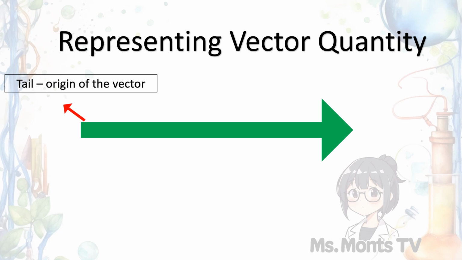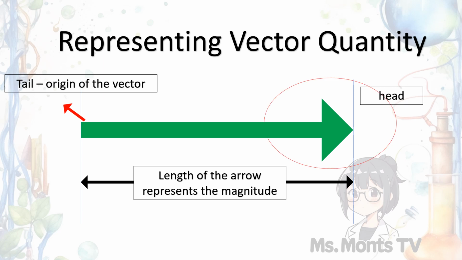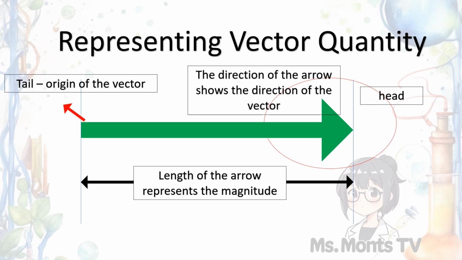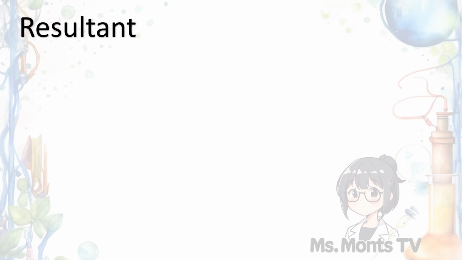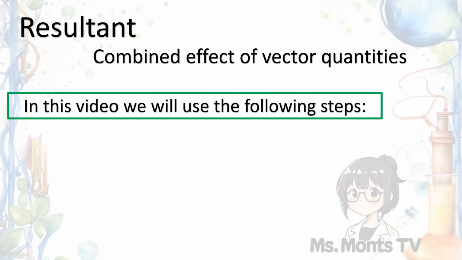The tail of the arrow is the origin of the vector. The length of the arrow represents the magnitude, or how big the quantity is. The head of the arrow indicates the direction of the vector. Combining vectors gives what are called resultants, the combined effect of vector quantities.